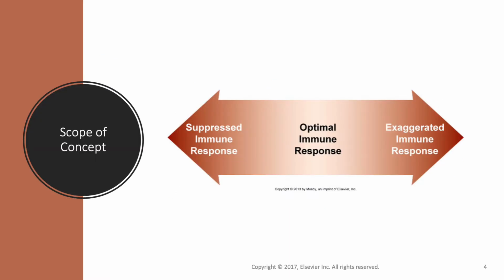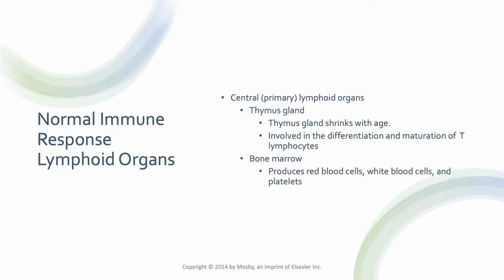Basically, you've got hopefully an optimal immune response, but the other ends of those spectrums include a suppressed immune response or an exaggerated immune response. So remember the central lymphoid organs, or the primary organs of immunity, include the thymus gland, which shrinks with age and is involved in the differentiation and maturation of T lymphocytes, T for thymus, and the bone marrow, which produces the red blood cells, the white blood cells, and the platelets.